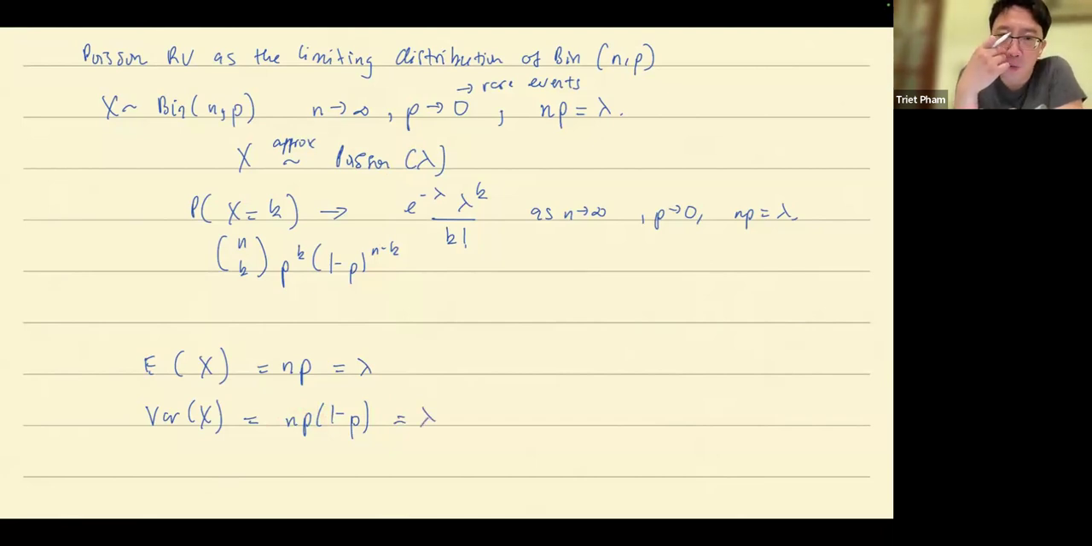And this, not exactly explains, but gives you another way to see why Poisson has variance equal to expectation. The expectation of Poisson is lambda, and the variance of Poisson is also lambda.